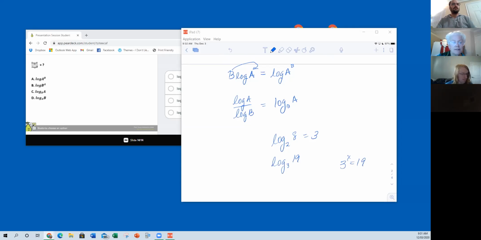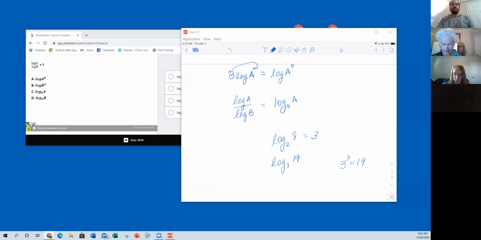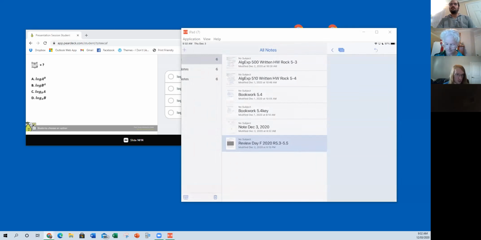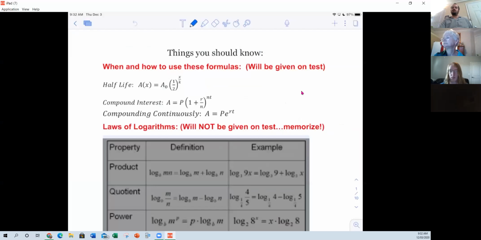Okay, so that was the last slide. So now I want to spend some time, if you'll pull up the notes for today, since we're having a review day. We'll give you these formulas on the test. You just have to know where and how to use them.